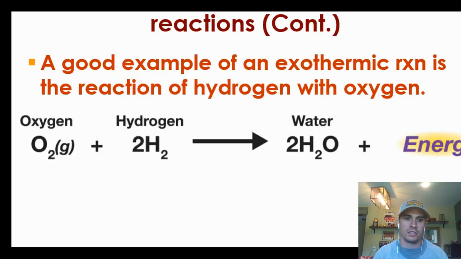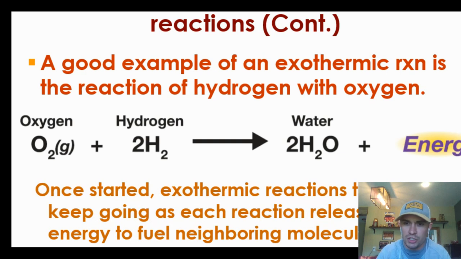A good example of an exothermic reaction is the reaction of hydrogen with oxygen. Oxygen combines with hydrogen and we get water, and it also gives off energy to do that. Notice over here, energy is a product. It is produced in this reaction, meaning it is an exothermic reaction.